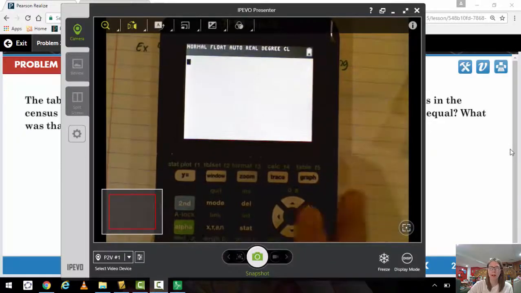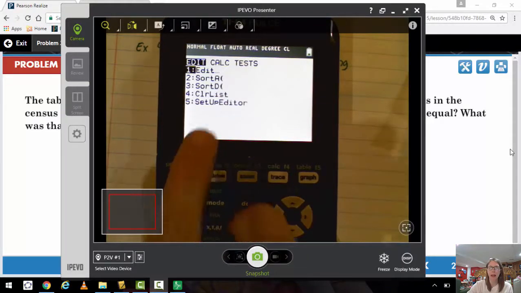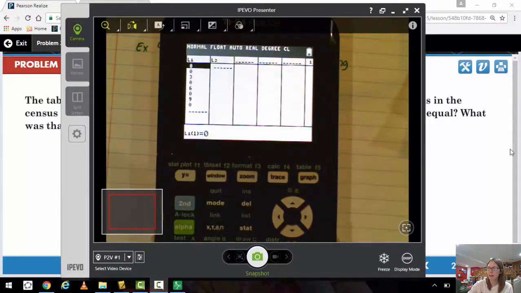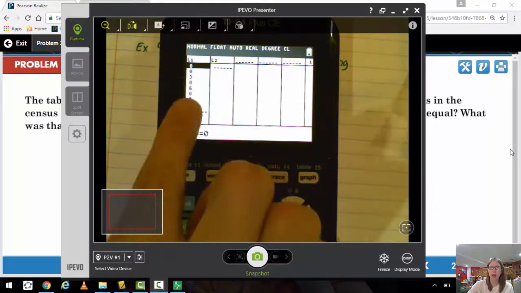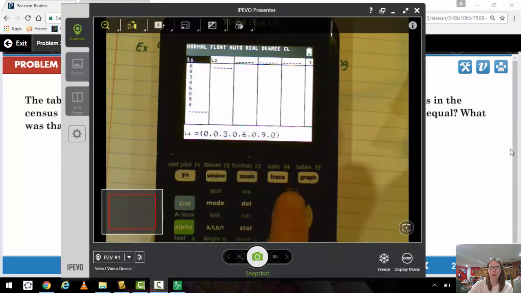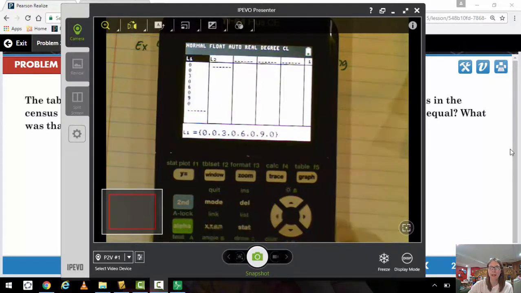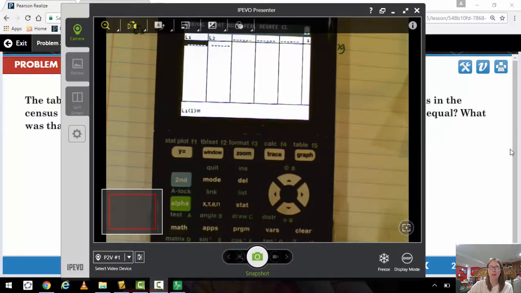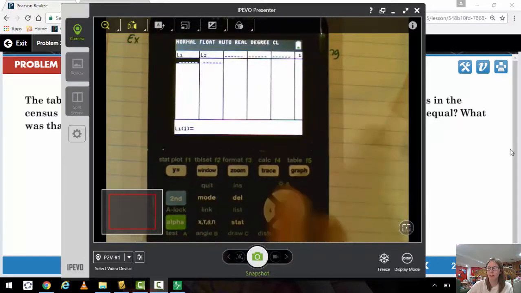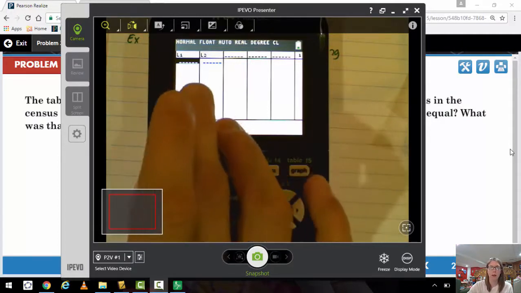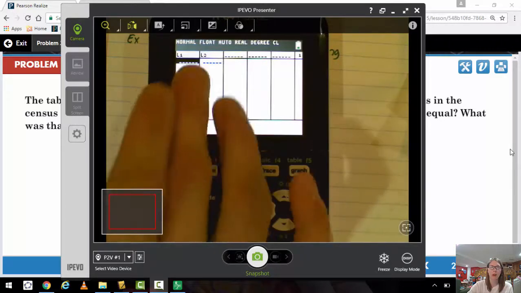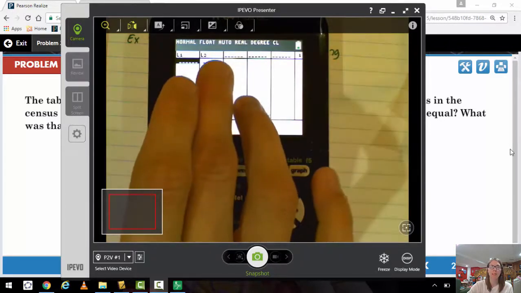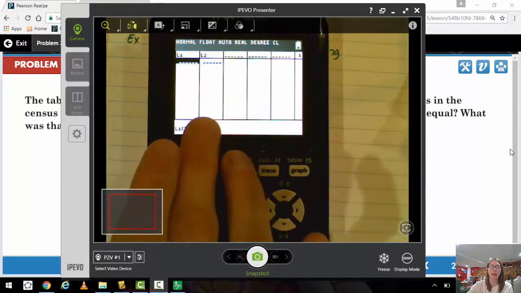So we go on our calculator to stat and then edit, and you should have an L1 and an L2 here. If you have numbers in this column like I have, scroll up to the L1, hit clear, enter. Do not hit delete, clear, enter. And that should clear all your data here. So we're going to enter all of our years in one column and all of San Diego's data in the next column.